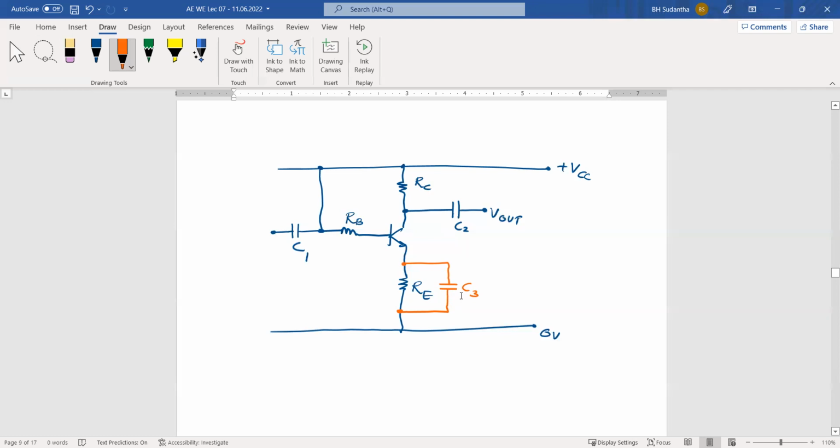Then it is not necessary for this DC component to have another path, because the DC voltage can already go through RE, then it can go to the ground side. The DC voltages from VCC, the top end, are coming here, and it can go through RE. Because of that, it is not necessary for the DC component to go through C3. But why do we put C3 here?